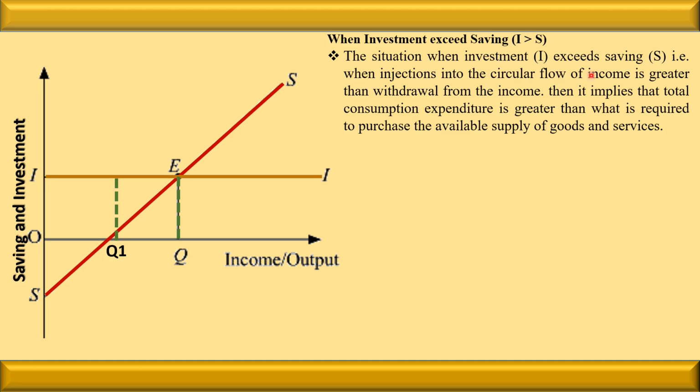Injection into the circular flow of income is greater than withdrawal from the income. It means that the injection is more and the withdrawal is less. It means that more investment is coming and less withdrawal is going on. Then it implies that the total consumption expenditure is greater than what is required to purchase the available supply of goods. In this situation, if the investment is more, what does it mean? It means that the consumption is more, and the supply of the goods is less.